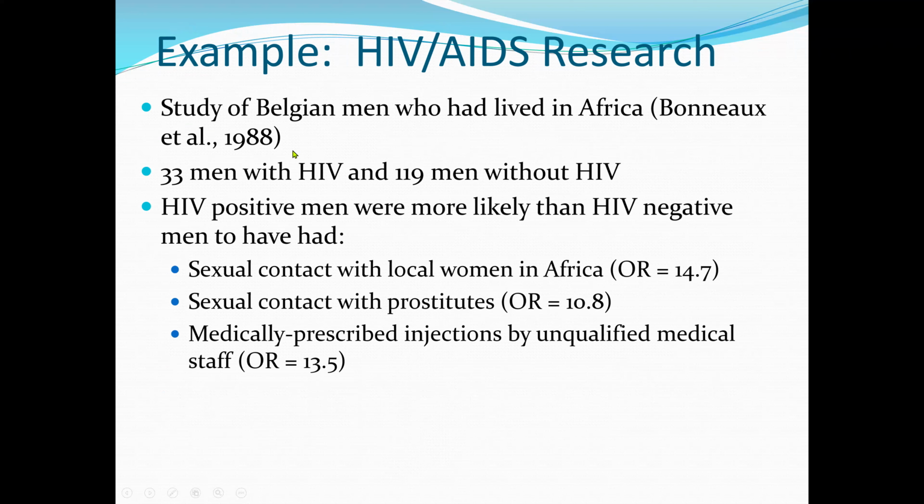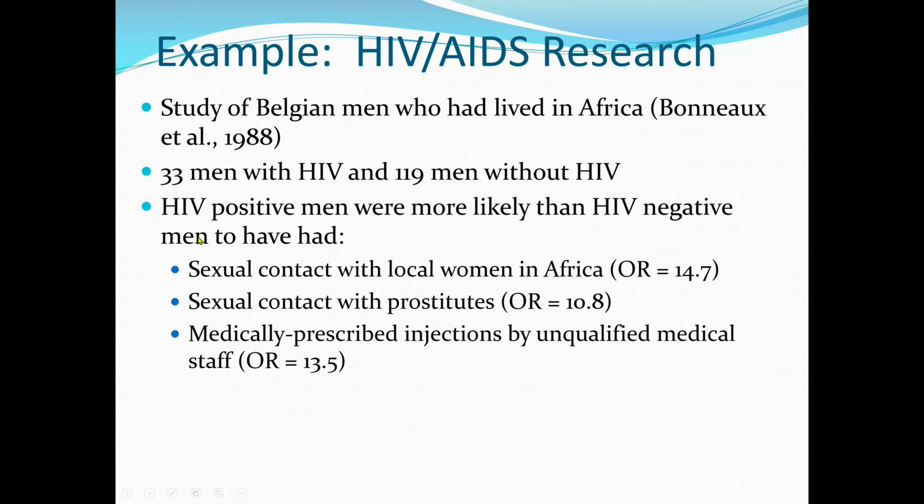So we have an example here, the study of Belgian men who had lived in Africa. This study was in 1988: 33 men with HIV and 119 men without HIV. So this would be the case and control. The 33 men with HIV are the cases, and the 119 men without HIV are the controls. They don't have the disease.